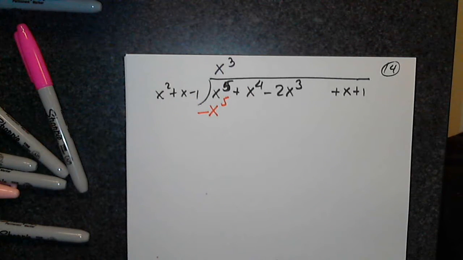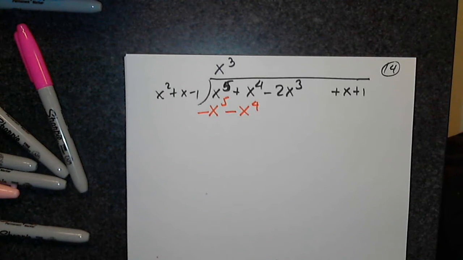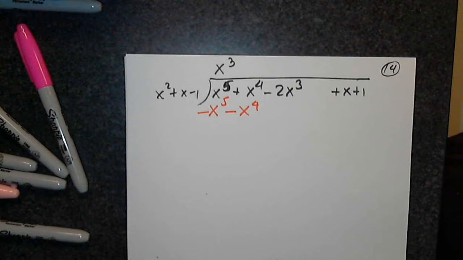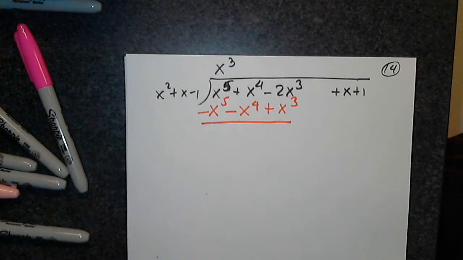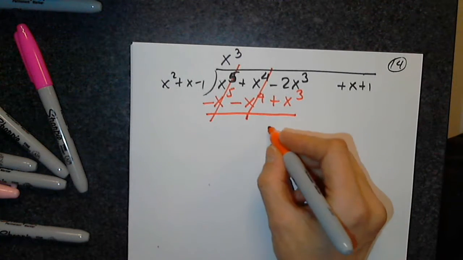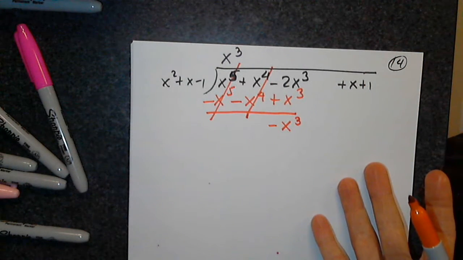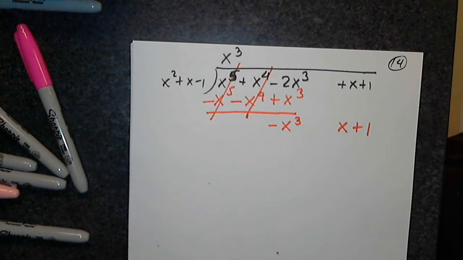X cubed times x. I have to change the sign from whatever to the opposite and write below like term. Finally, x cubed times negative 1, but I have to write positive x cubed. And now I perform the operations I see. These 2 go away, these 2 go away. Negative 2x cubed plus x cubed is negative x cubed. I bring down the next in line. I don't know how many I need. I'm going to bring 3, but we'll see in a moment what happens.